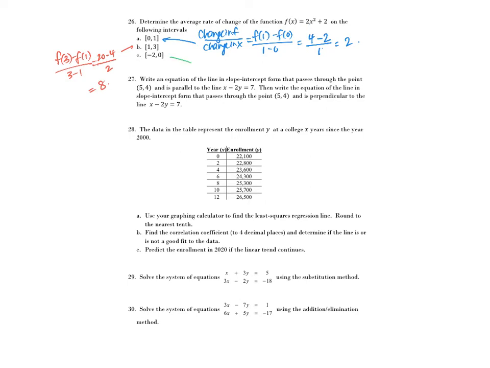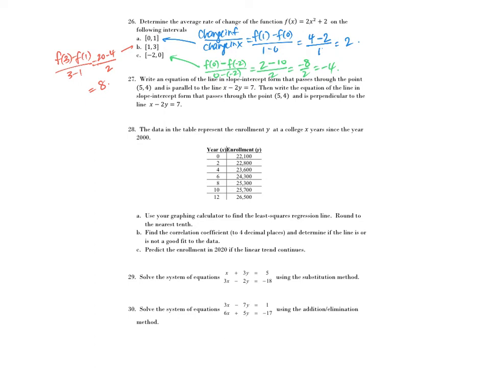And on C, it's going to be f of 0 minus f of negative 2 over 0 minus negative 2. And what I get is f of 0 is 2. F of negative 2: 2 times negative 2 squared is 4, times 2 is 8, plus 2 more is 10. So 2 minus 10 over 2 is going to be negative 8 over 2, which is negative 4.